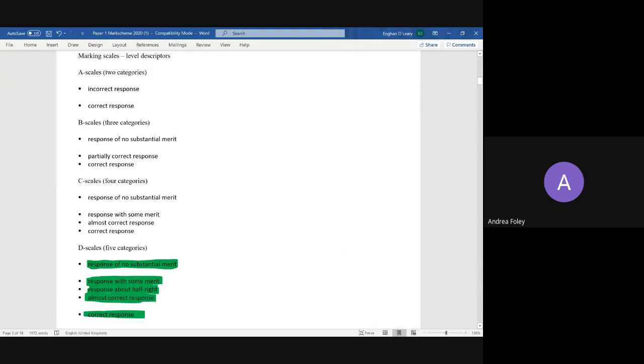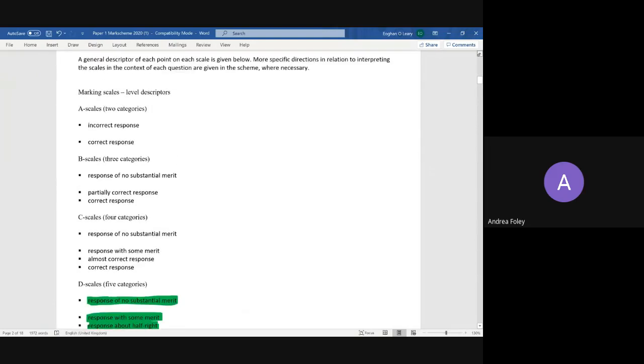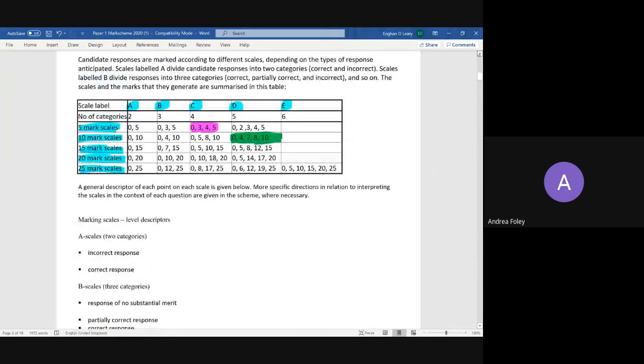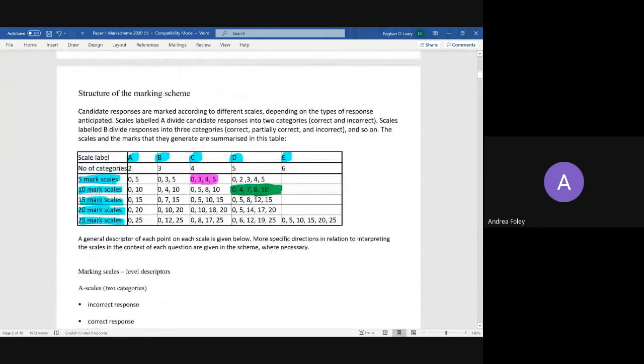Now, on the mark scheme, when you receive it, there will be guidance about what we mean by almost correct and what we mean by about half right. So there'll be indicators for you. You will not have to work out what that means. This just gives you an overview of roughly how the mark scheme is built up.